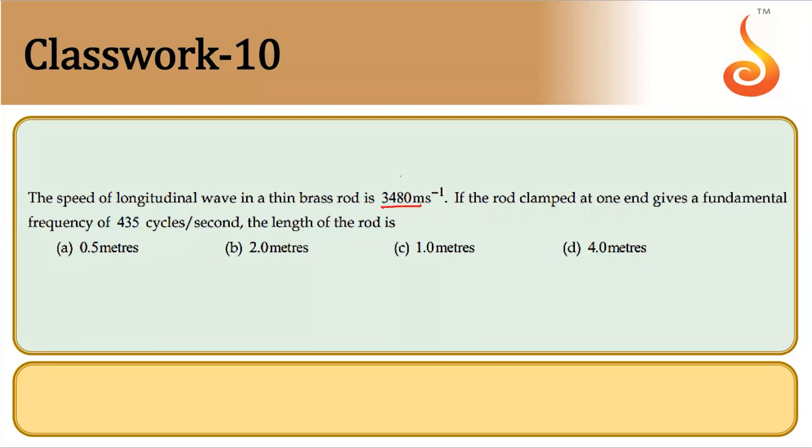So speed of the wave is given, frequency is given. So lambda is what? V by F. So it is clamped at one end. It gives fundamental frequency 435 cycles per second. So speed is 3480 divided by 435. So this is 8 meters. 435 times 8 is 3480.